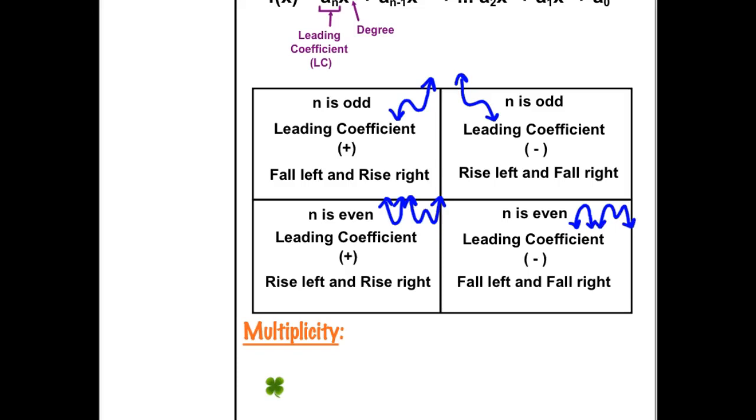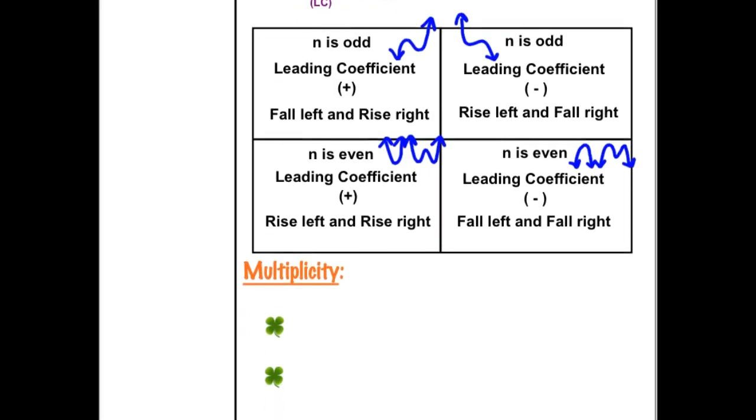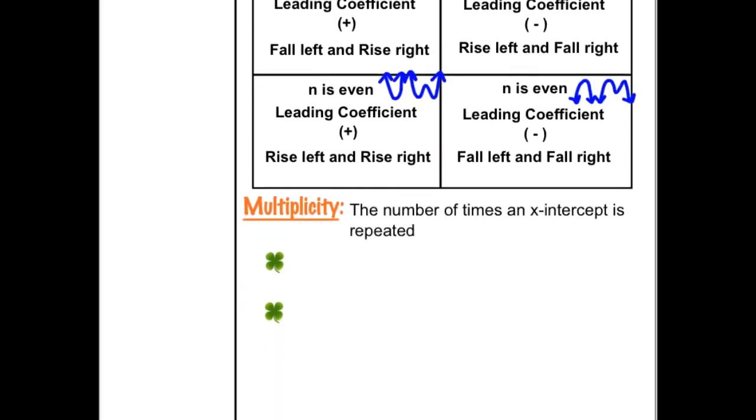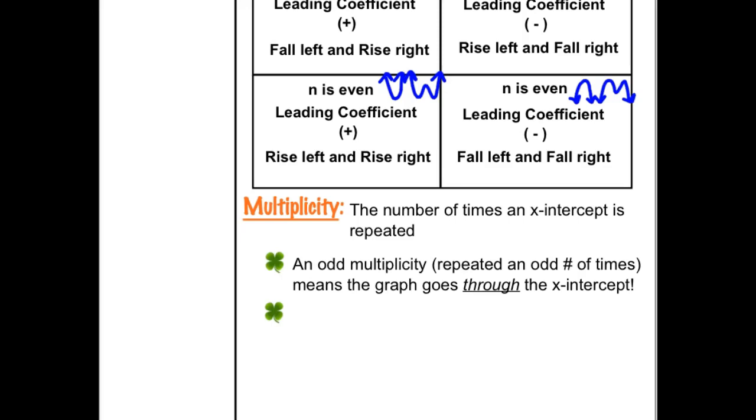The other piece we want to talk about is multiplicity, and we've mentioned it a little bit. Multiplicity is the number of times an x-intercept is repeated. An odd multiplicity, repeated an odd number of times, means that the graph goes through the x-intercept. So, for example, that might mean we might have, say, x minus 3 to the third power, which means, the higher that multiplicity, when the graph hits that x-intercept, it'll hover right at that space or look like it flattens out slightly before it drops through.